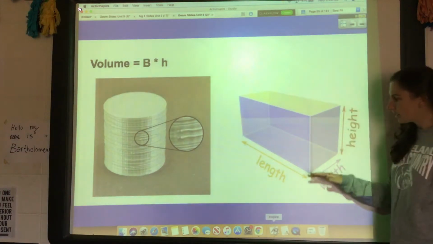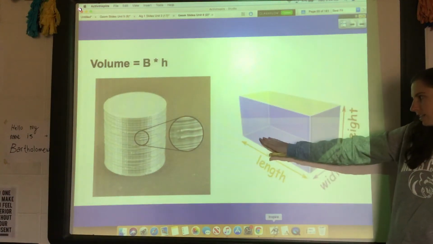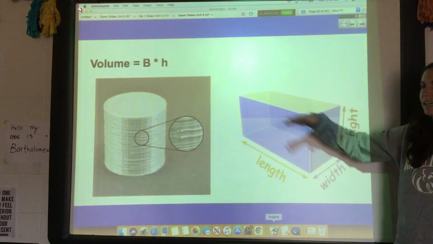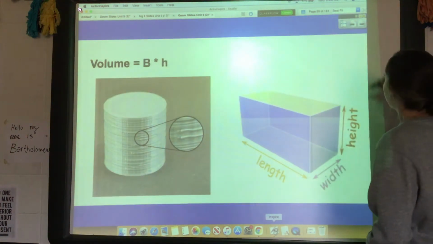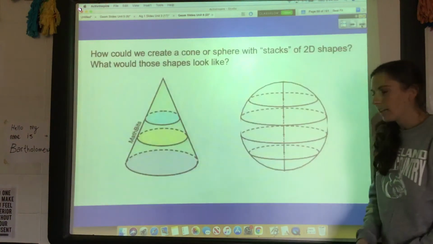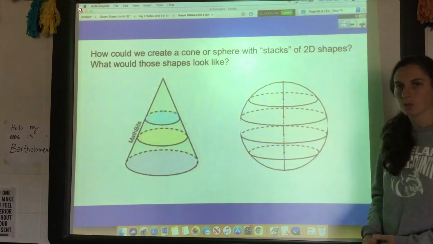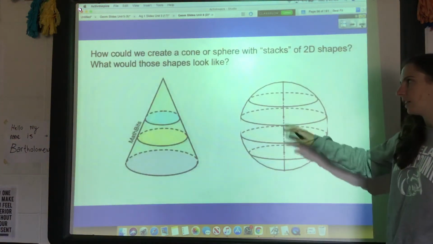Same thing with a prism. Start with that rectangle base in this case and go up to the height. That's not the only way we can think about creating a three-dimensional shape though. First of all, that doesn't even work for things like cones, pyramids, or spheres.